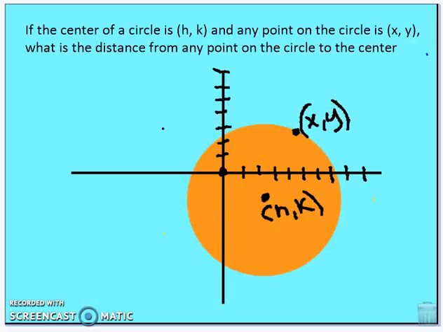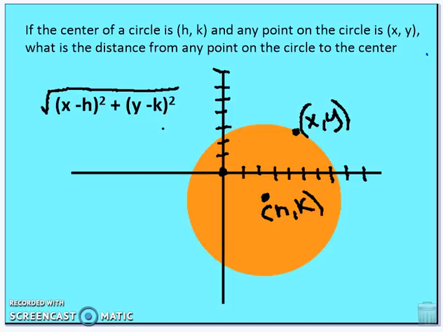So you're going to pretend that H, K is the center, XY is a point on the circle. Now you're going to give me the distance from XY to HK. So again, this could be any XY to any HK, so to speak, where HK is fixed, but XY will change as it moves around the circle. So I'm going to pause here while you figure that out.